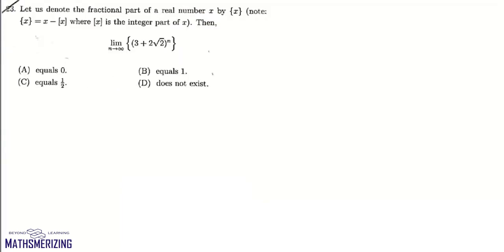Now question number 23 is, we need to find this limit n tends to infinity, fractional part of (3 plus 2 root 2) to the power n.